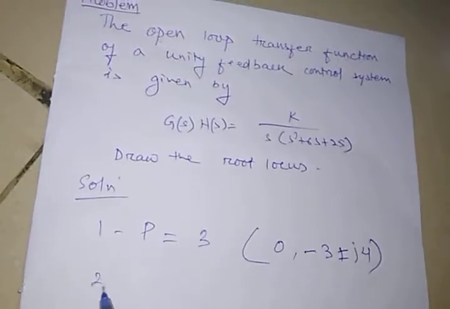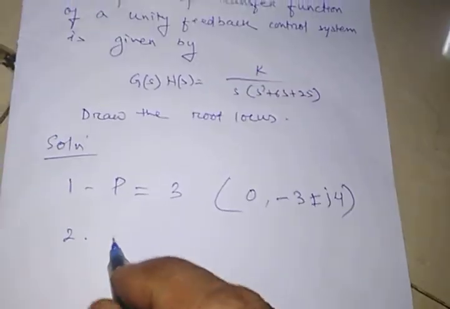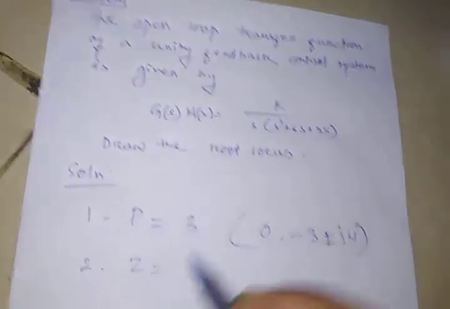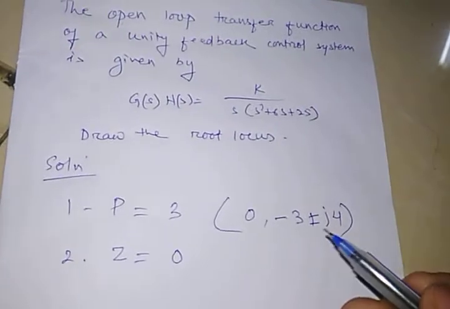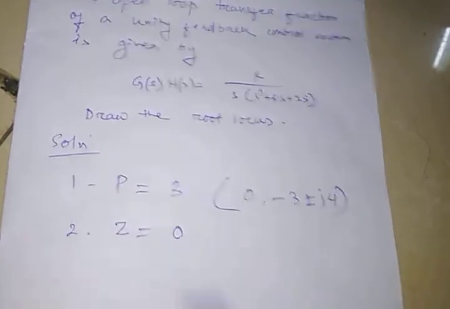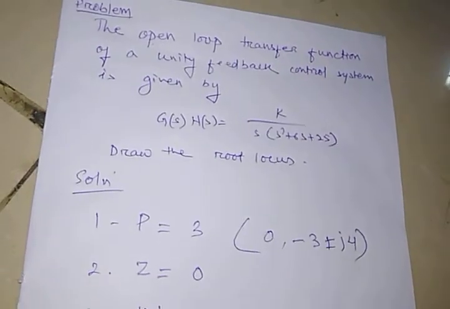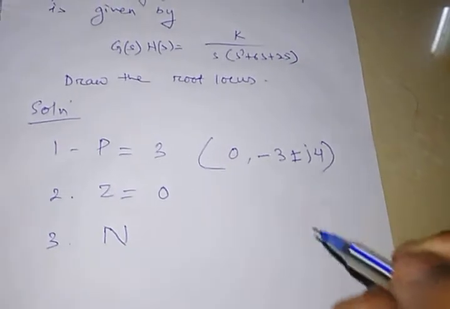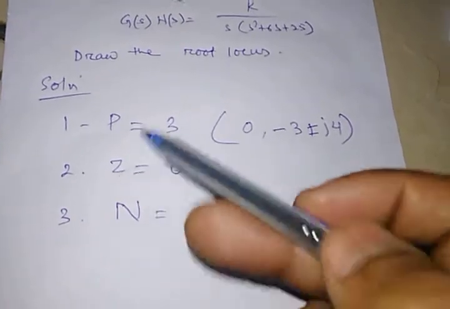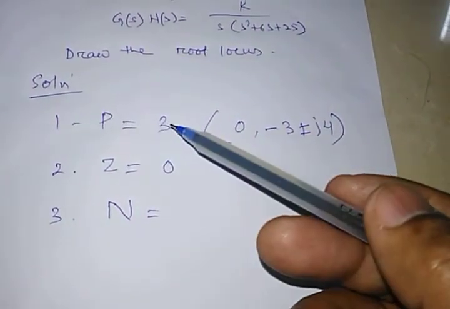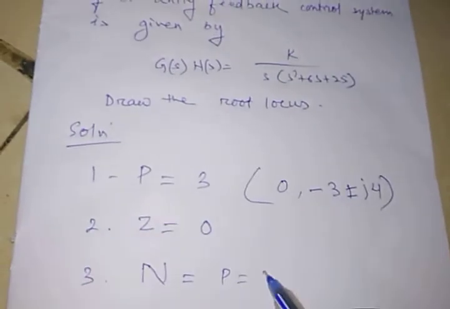The second point, or step number 2, is the number of zeros, and there is no s term in the numerator part. The number of zeros is 0, with no requirement for anything further. Point number 3 states the number of branches of the root locus, or how many root locus branches exist in this problem. The formula is n is the higher of P or Z, and here we can see that P is higher, so n equals P, which equals 3.